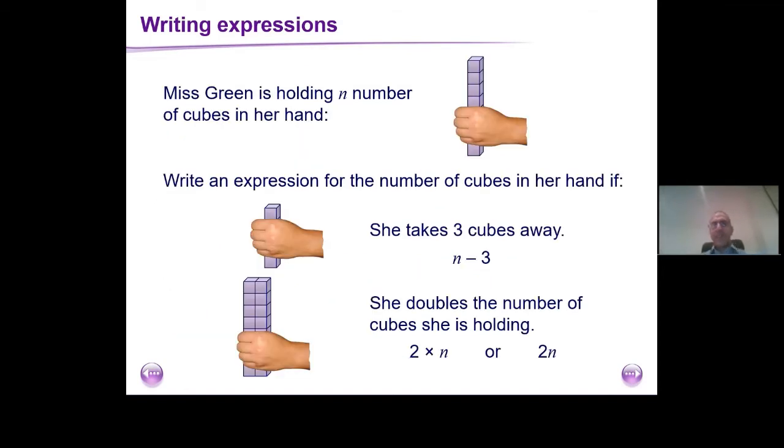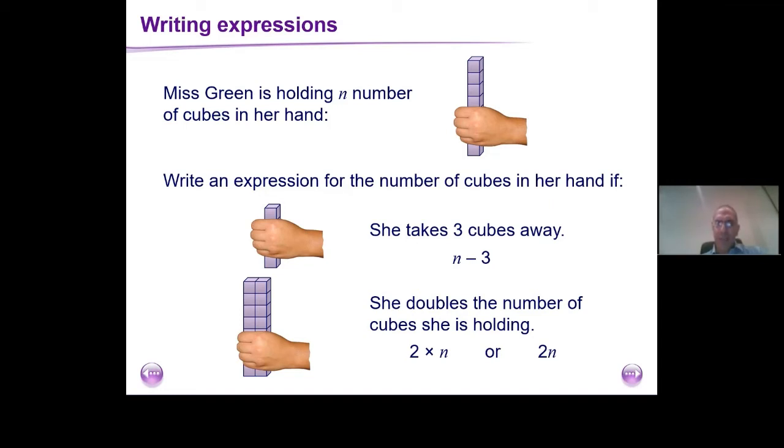In this case, it says Miss Green is holding n number of cubes in her hand. So you don't know how many cubes she has, but you've represented it by the letter n. And there you're asked, write an expression for the number of cubes in her hand if. So it's similar to the biscuit analogy. If she takes 3 cubes away, you will know that n is the total number of cubes and you subtracted 3 from it, so it'll be n minus 3.